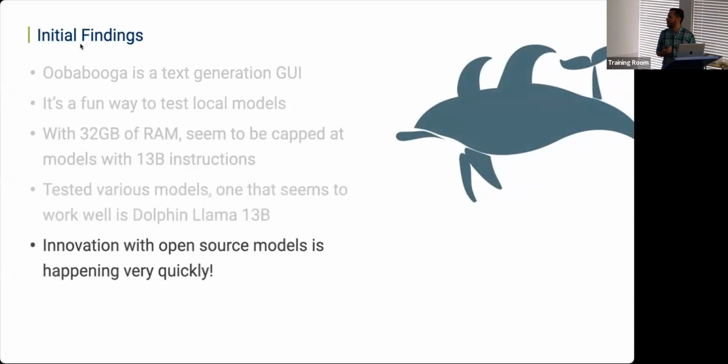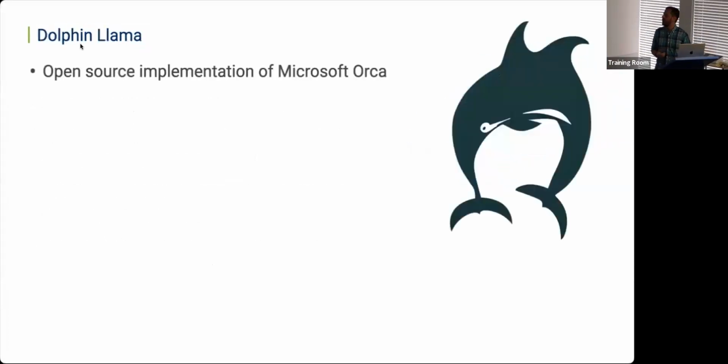I wanted to point out, as Connor mentioned, innovation is happening really quickly in this field, specifically with open source models, and we're going to talk a little bit about that as well. So Dolphin Llama is an open source implementation of something that is coming out eventually called Microsoft Orca, which is a competing model.